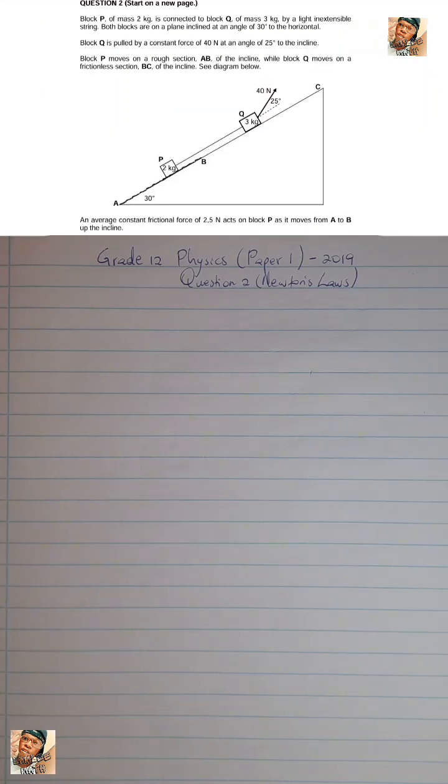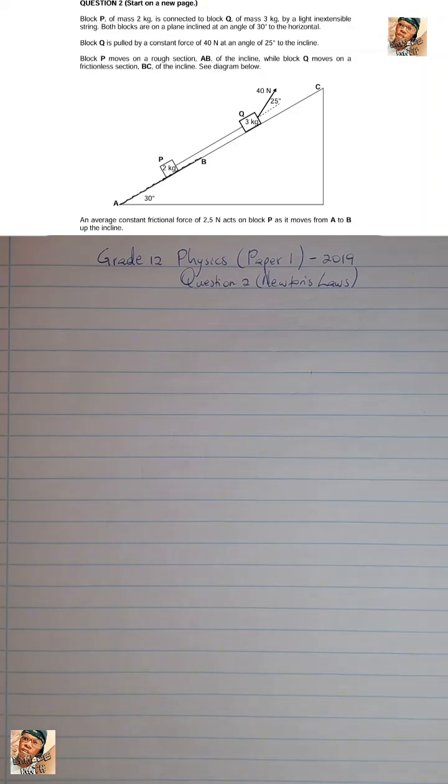It says block P of mass 2 kg is connected to block Q of mass 3 kg by a light inextensible spring. Both blocks are on a plane inclined at an angle of 30 degrees to the horizontal. Block Q is pulled by a constant force of 40 newtons at an angle of 25 degrees to the incline. Block P moves on a rough section AB of the incline, while block Q moves on a frictionless section BC of the incline. They say we should see the diagram below.